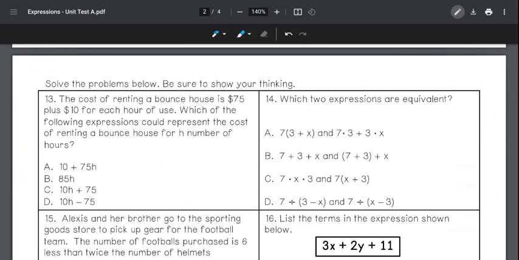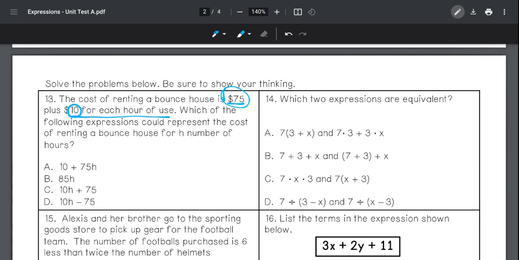All right, number 13. The cost of renting a bounce house is $75 plus $10 for each hour of use. Which of the following expressions could represent the cost of renting a bounce house for each number of hours? No matter what, when this bounce house comes to your place and gets set up in the yard, we have to pay those $75. So the $75 are just by itself. But then the price goes up by $10 for every hour that it stays in our yard.